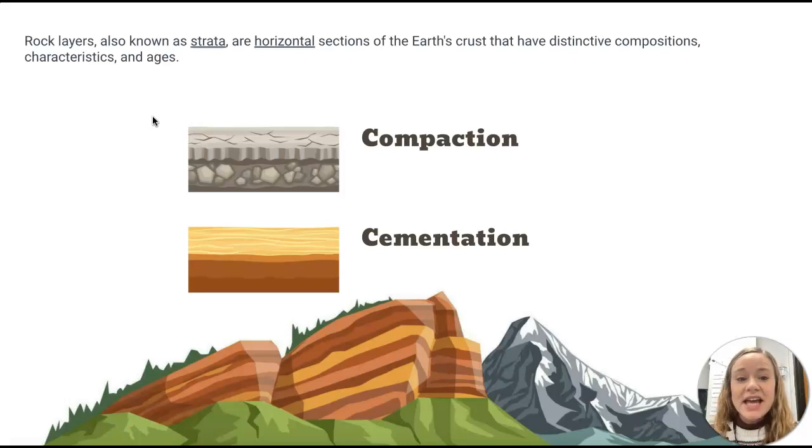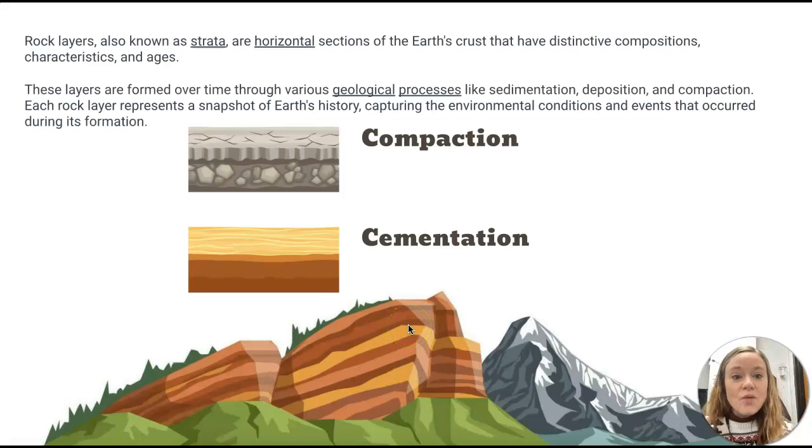Rock layers are also known as strata, and they are horizontal sections of the Earth that have distinctive compositions, so what they're made up of, characteristics, and ages. And we're really going to focus on this ages piece today. So the layers form over time through different geological processes like sedimentation, deposition, and compaction, and each rock layer has its own kind of history and its own story.